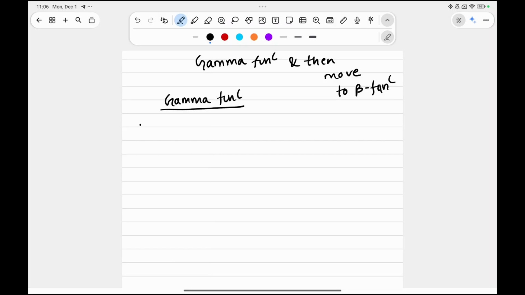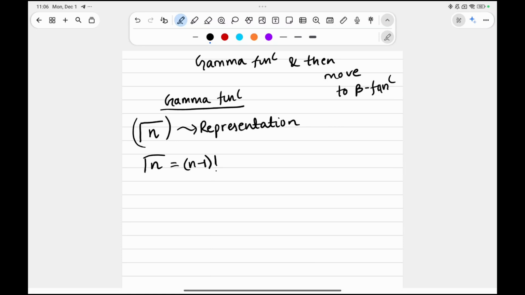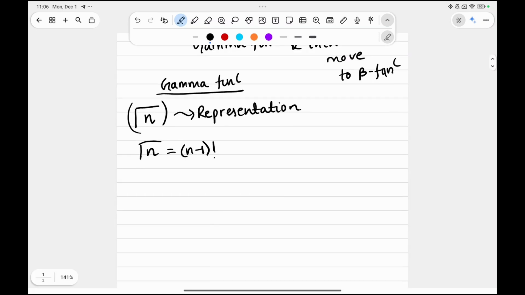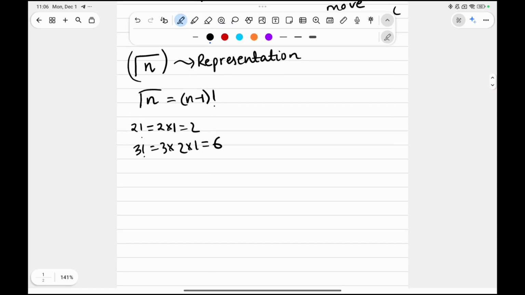What do gamma functions really mean? We represent the gamma function like this. It does not mean anything complicated, it's just easy. Gamma of n means (n minus 1) factorial. We all know what factorial is: 2 factorial is 2 into 1, which is 2, 3 factorial is 3 into 2 into 1, that is 6, and (n minus 1) factorial will be (n minus 1) into (n minus 2) all the way up to 1. So gamma of n is equal to (n minus 1) factorial.